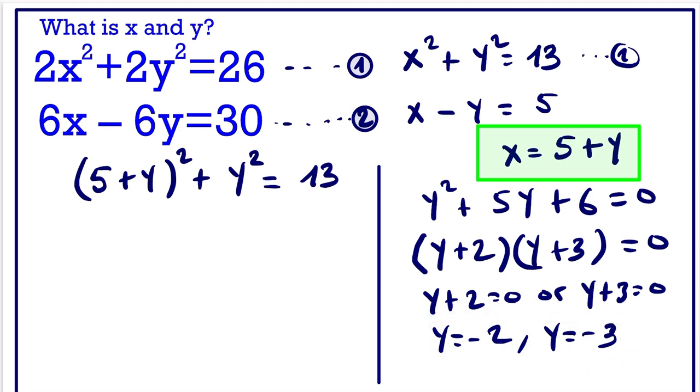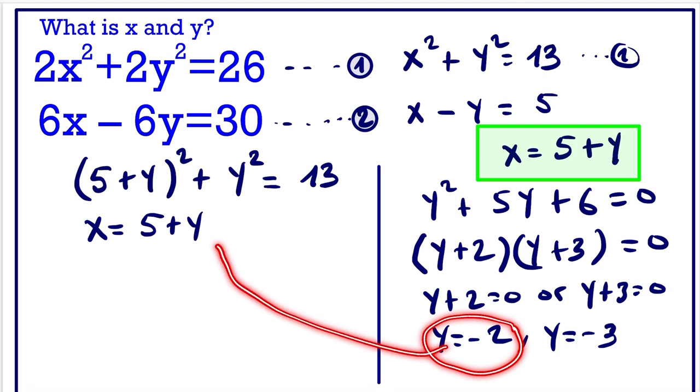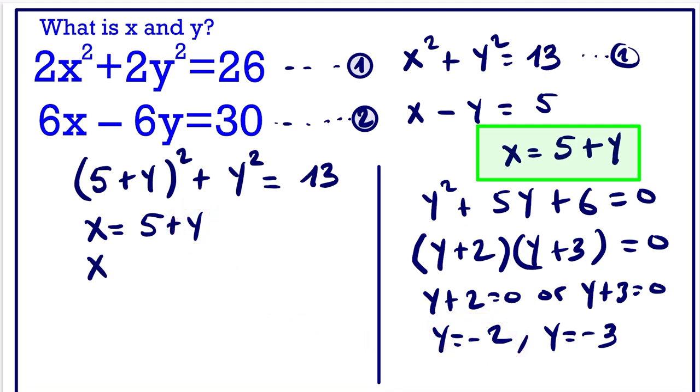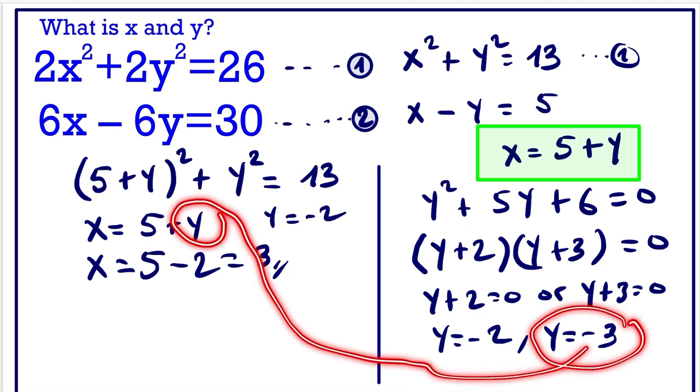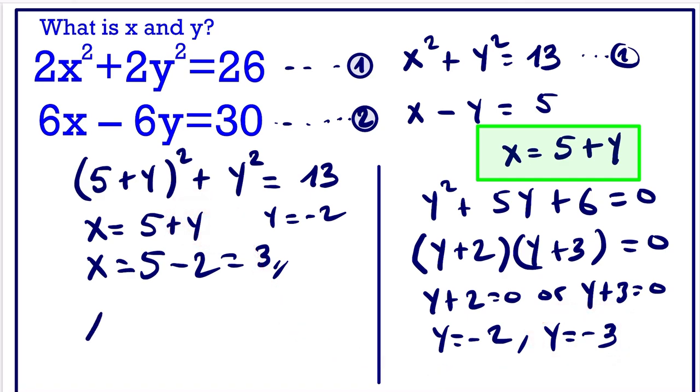We can get the value of x from this equation. Okay, so let's write it. x itself from equation 2 is 5 plus y. Now, here y is minus 2, so if we put minus 2 here, x will be equal to 5 minus 2, which is 3. So x is 3 when y is minus 2. Next, when y is minus 3, we substitute minus 3. x will be equal to 5 minus 3.